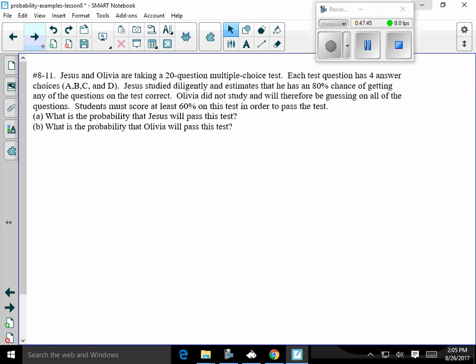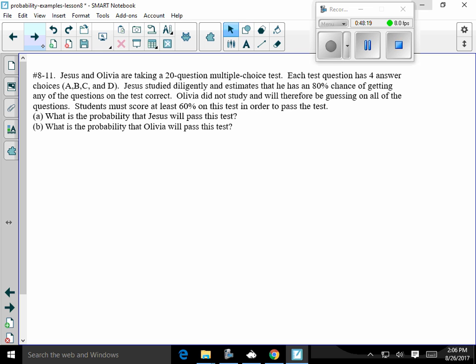It says, Jesus and Olivia are taking a 20-question multiple choice test. Each test question has 4 answer choices, A, B, C, and D. Jesus studies diligently and estimates that he has an 80% chance of getting any of the questions on the test correct. Olivia didn't study at all and will therefore be guessing on all the questions. Students must score at least 60% on the test in order to pass. What's the probability Jesus will pass, and what's the probability that Olivia will pass? Okay, so go ahead and pause and try this problem.